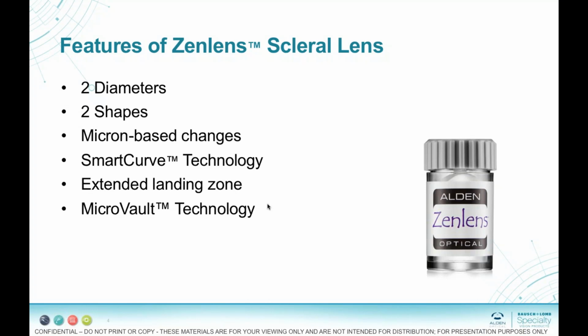And the microvault technology is really a great feature which allows you to fit the lens to landmarks such as pinguecula or small filtering blebs, where you may have an area on the conjunctiva that's elevated and it affects the fit and it causes redness or it causes a misalignment. And you can add a microvault, a focal elevation curvature change to the edge to accommodate that.